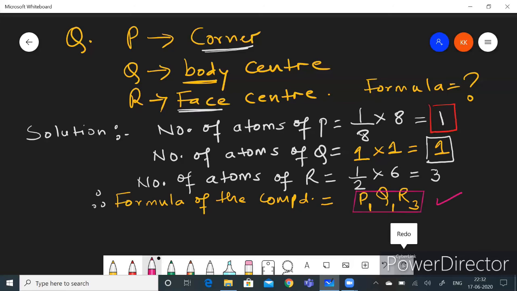So I hope you have understood this, how to calculate the formula of the compound from the given data.